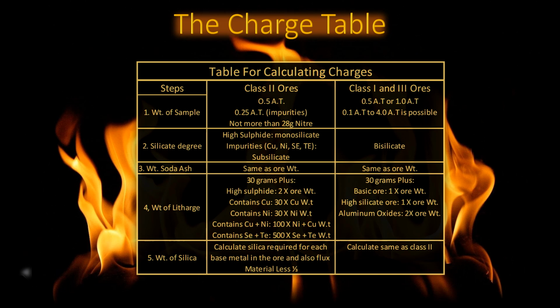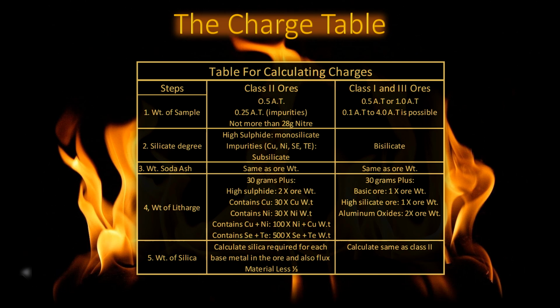The amount added to the charge will be the same as the ore that is to be fused. This is the same for all ore types, whether it being Class 1, 2, or 3. Step 4 is a big one. The more impurities you have, the more litharge will be needed to fuse the gangue material. The 30 grams is needed for the lead button.